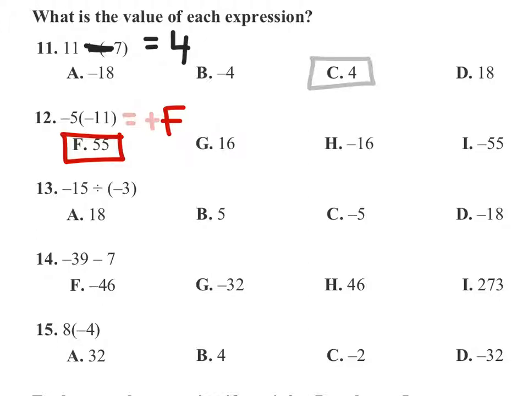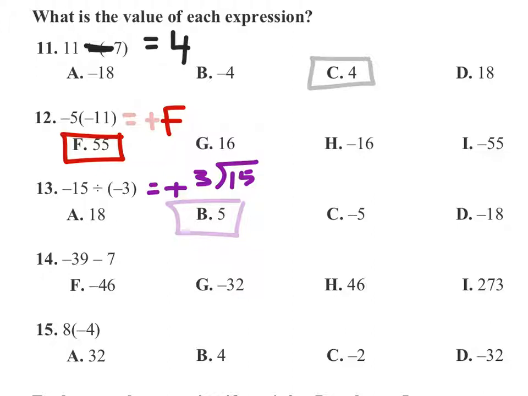All right. Negative 15 divided by negative 3. We got 2 negatives, so we know this one's going to be positive as well. 15 divided by 3, if you wanted to do a long division. But this one, the answer is B. Yes, I'm 100%. 5.